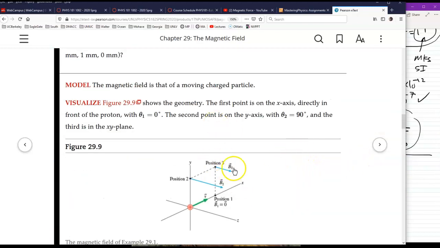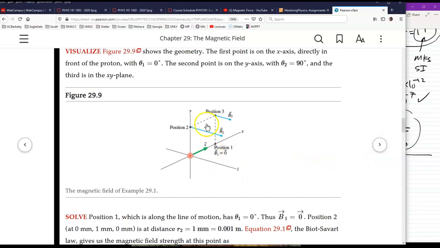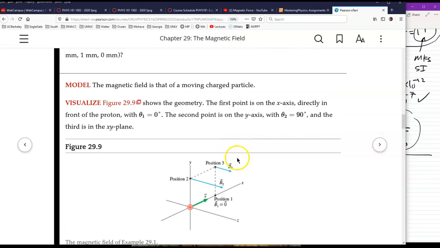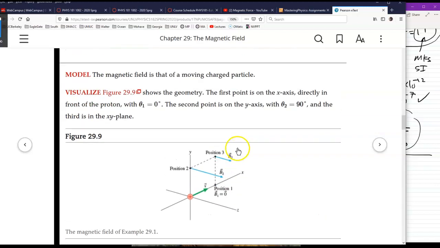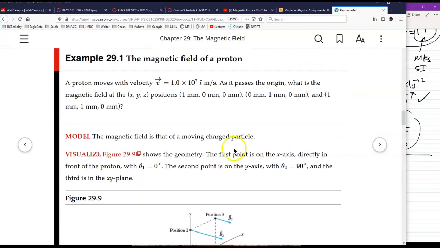Let me do this example. This one is a nice example, then I move to the next topic. This should give you an idea how to calculate the magnetic field associated with a moving charge using the Biot-Savart Law. This is a good example. Let's read it together. It says, a proton moves with velocity 10 to the 7 i, which means in the x direction. As it passes the origin, what is the magnetic field at the following positions? 1, 0, 0; 0, 1, 0; 1, 1, 0.